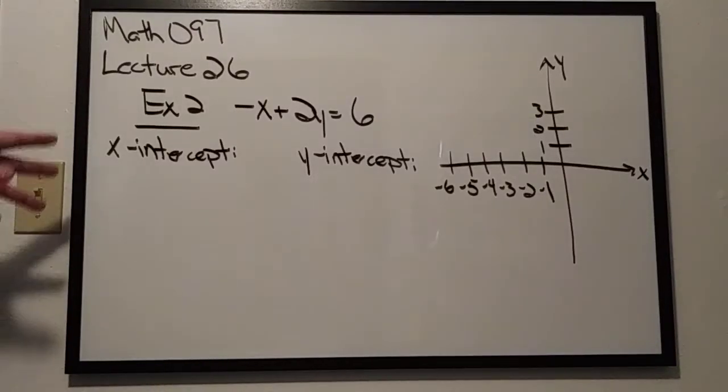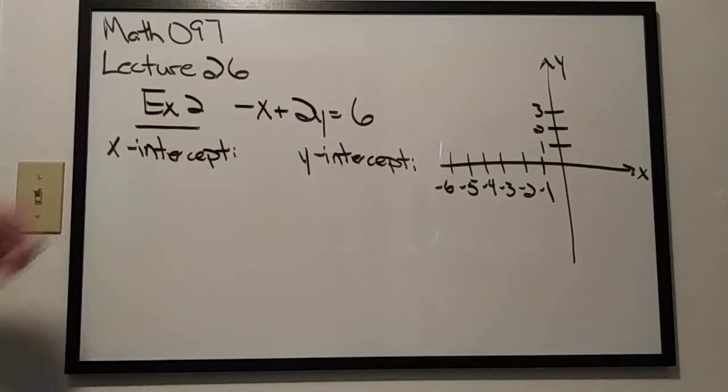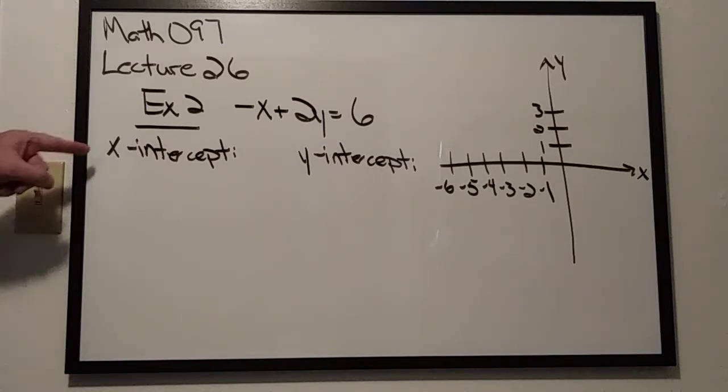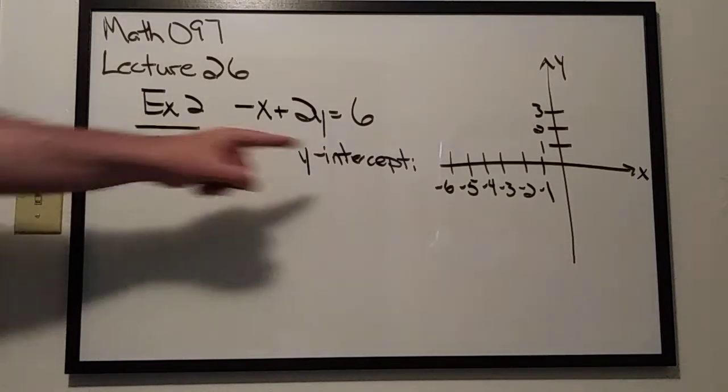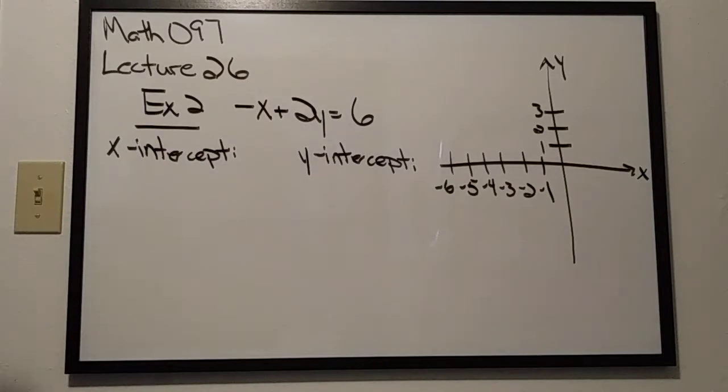So now we're ready to do example 2. On your handout, the first thing you're going to need to do is write down the equation for example 2. The equation is negative x plus 2y is equal to 6. Now, the directions for this example say not to graph this by plotting points like we did in example 1, but to graph this line by using the x and the y intercepts. So let's use the information we just talked about.